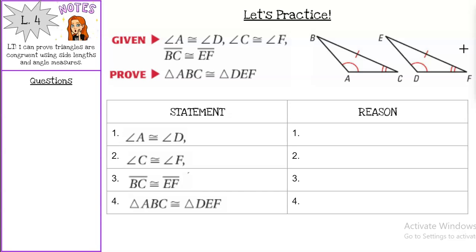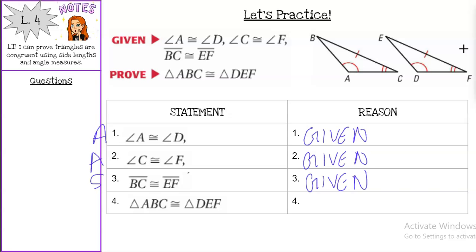We've got three givens. And if we look, we have angle, angle, side. So angle, angle, side, angle, angle, side. So our triangles are congruent by the angle, angle, side congruence theorem.